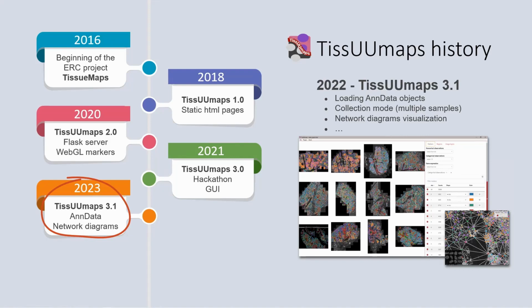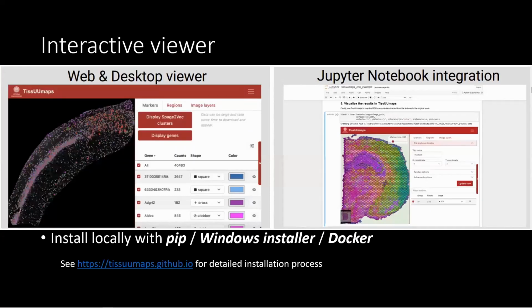For example, if you're working with SquidPy, you can have neighborhood networks, and you can display that on the spatial image, or in a feature space, or any kind of networks that you would have. And that's what I want to talk a bit more about today. But first, just to show you what TissUUmaps looks like.